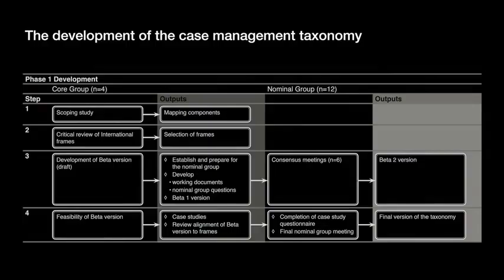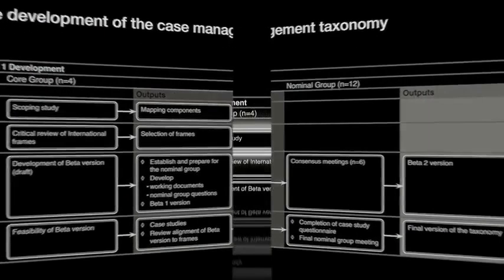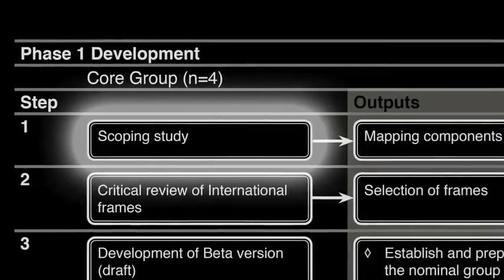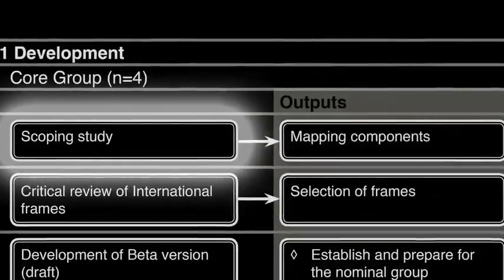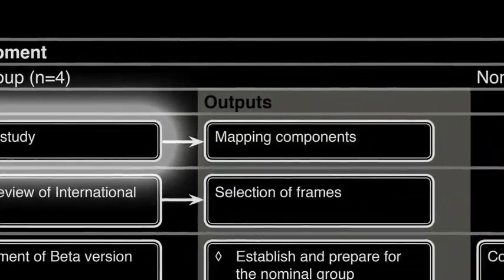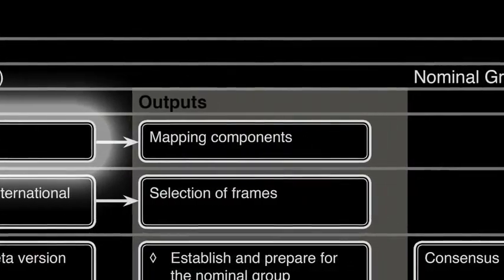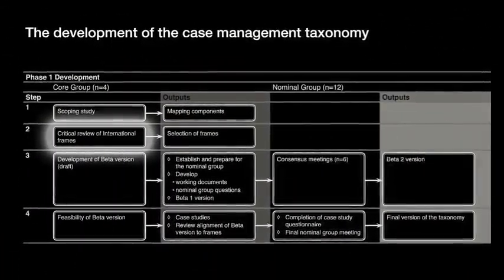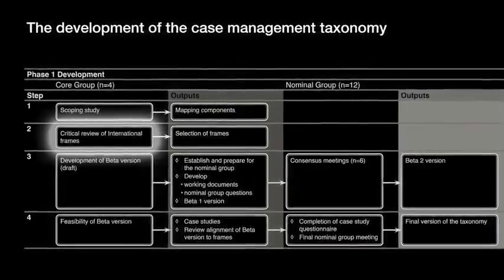In the left-hand column, you can see there are 4 steps in the development. Step 1 was a scoping study. So we looked at what the literature was saying and how case management was described in the literature, and we mapped the components. Step 2 was a critical review of international frames.